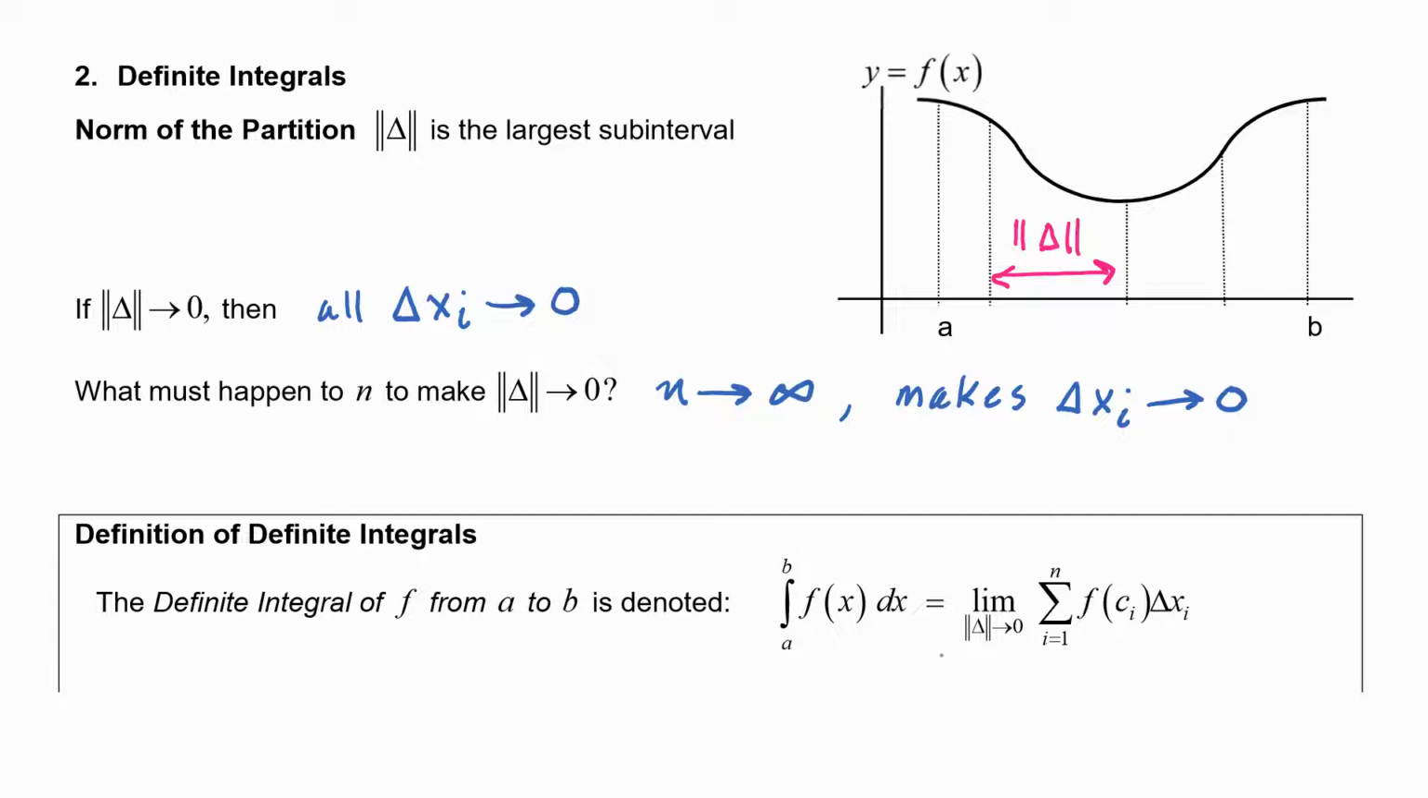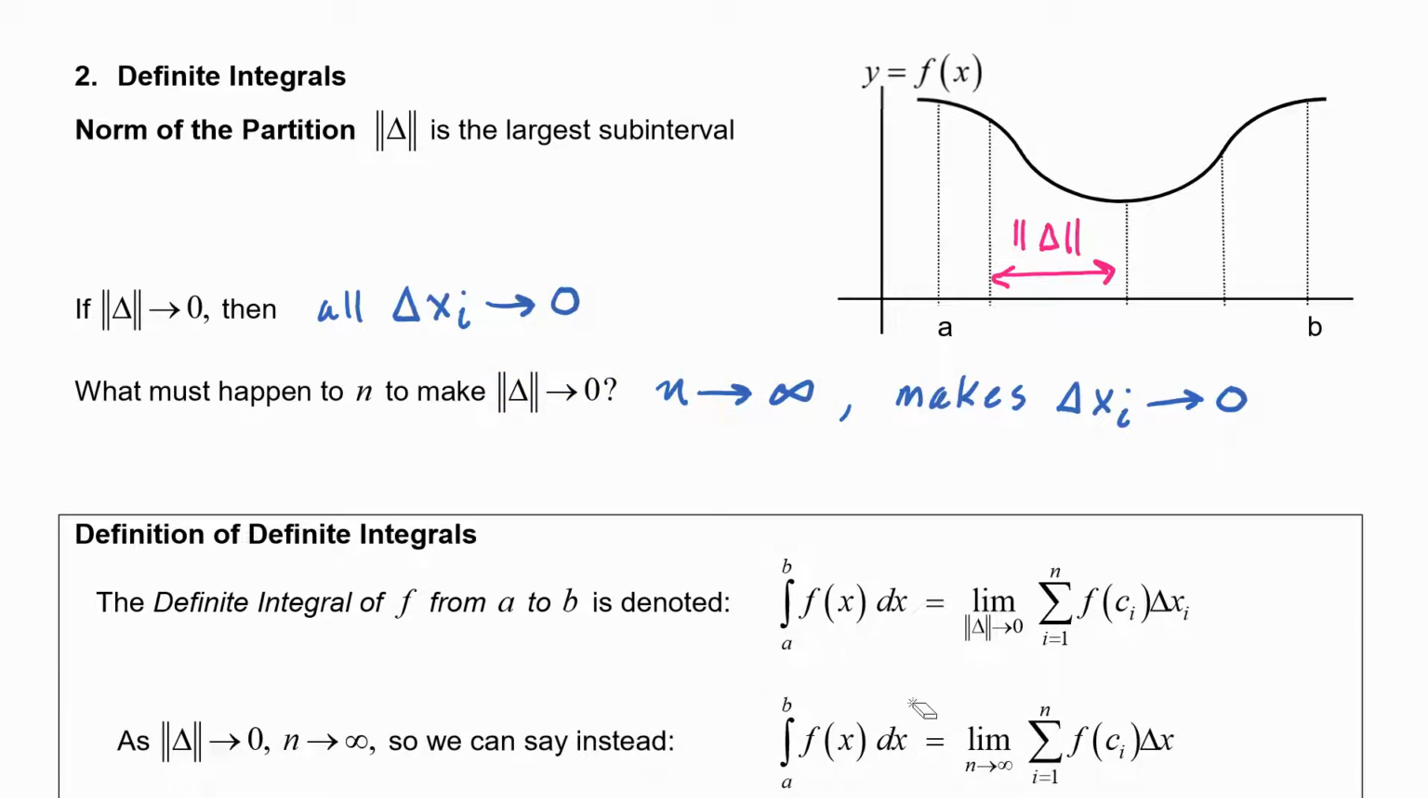Now remember, to make that largest subinterval width go to 0, what we have to do is drive n to infinity. So we can say instead that the integral from a to b of f of x dx could be evaluated by taking the limit as n goes to infinity of the summation i equals 1 to n of f of c sub i delta x. Now notice this is our delta x that we used with the upper and lower sums. It's not delta x sub i.